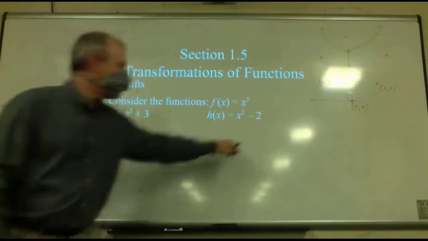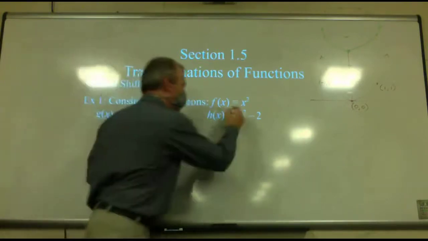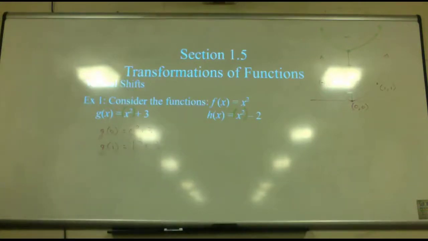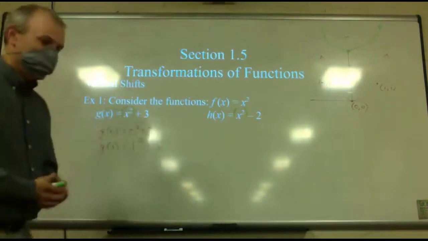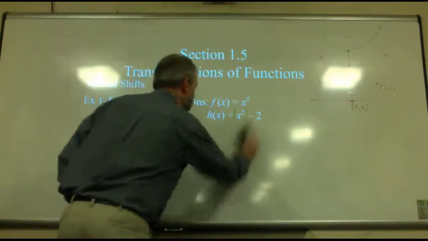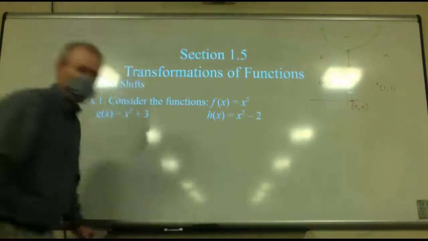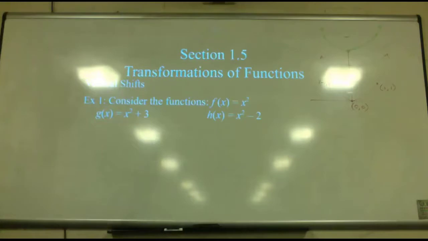Anybody want to guess what's going to happen with this one? Because here's our function. It's going to go down. How far? 2 spaces, right? Because you're subtracting 2 from every one of those values. Okay? So adding to the end of a function moves it up. Subtracting from the end of the function moves it down. So that one was going up 3, that one was going down 2. There, answers. You like those? Answers.